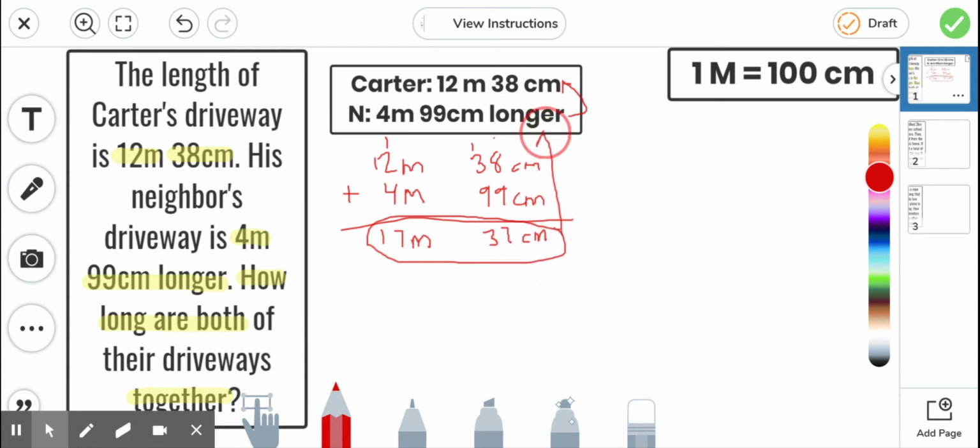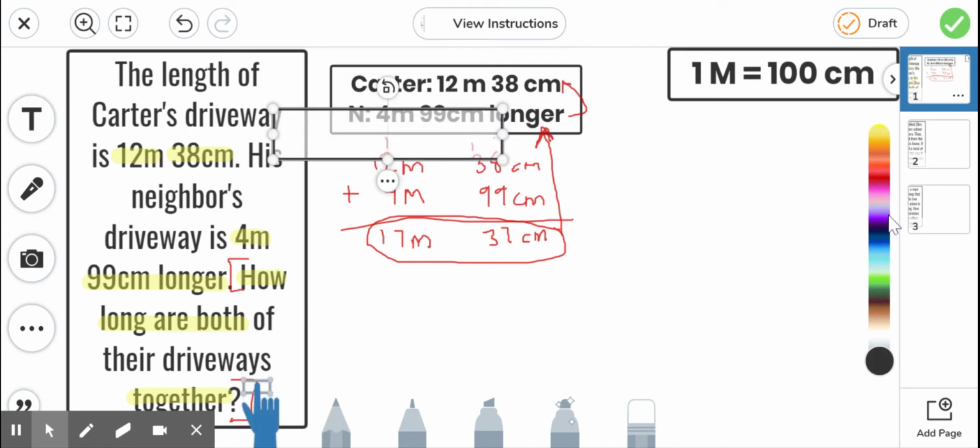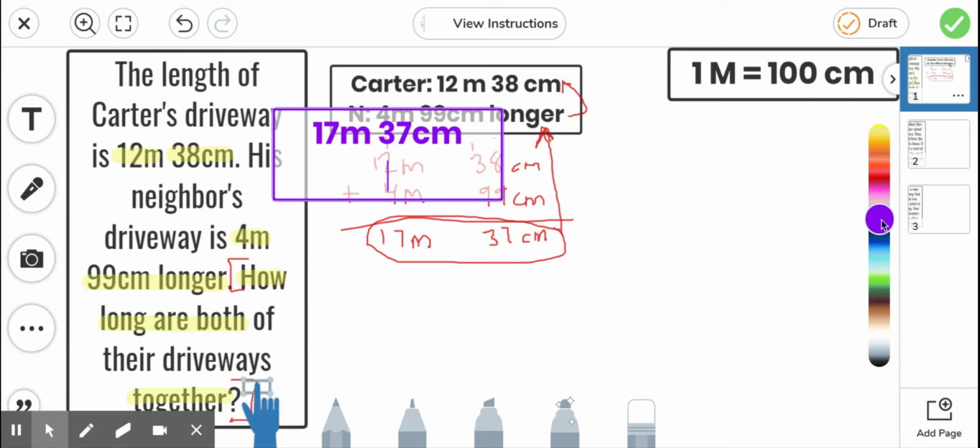So I'm going to use an arrow, and I'm just going to show that that's supposed to be up there. All right, so now that we know the neighbor's driveway length, now we can answer this question down here. In the problem, it asked us how long are both of their driveways all together. So now we have to take the neighbor's length and Carter's length and do what operation to find the total altogether? We have to add. I'm going to change it up. I'm going to use the typing tool for this one. I'm going to start with my larger number, which is 17 meters, 37 centimeters. And then I'm going to add to that Carter's, which is 12 meters, 38 centimeters.